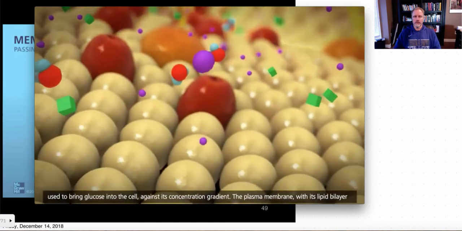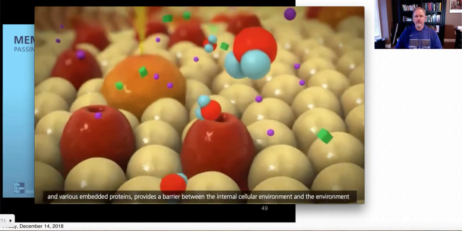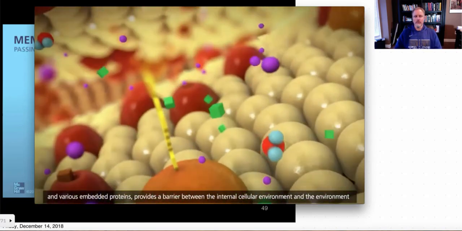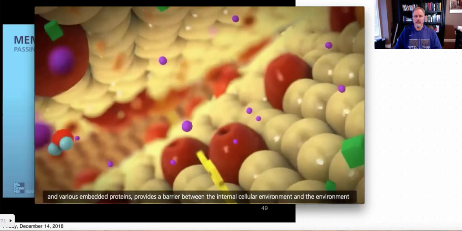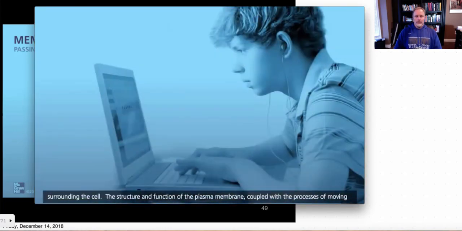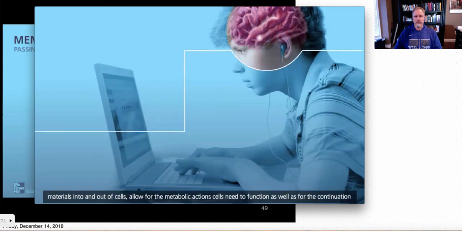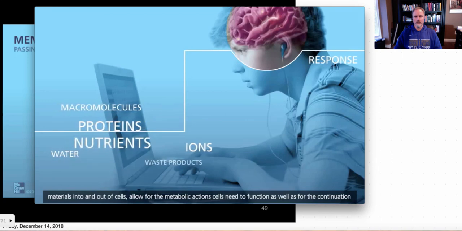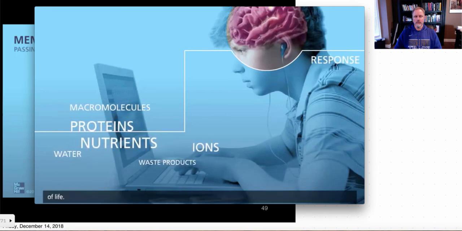The plasma membrane, with its lipid bilayer and various embedded proteins, provides a barrier between the internal cellular environment and the environment surrounding the cell. The structure and function of the plasma membrane, coupled with the processes of moving materials into and out of cells, allow for the metabolic action cells need to function, as well as for the continuation of life.